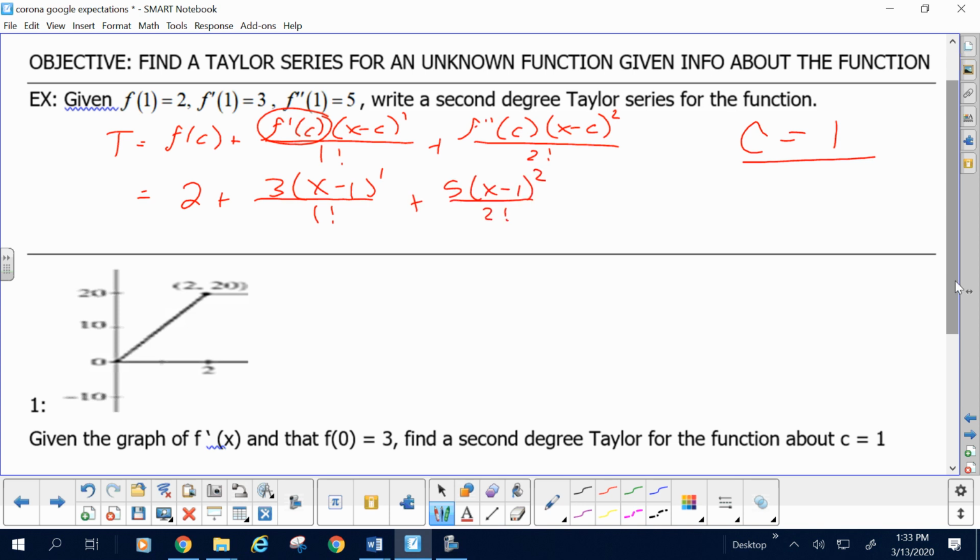Did we write a second degree Taylor? Yes, that's through the second part. All right. Try this one.